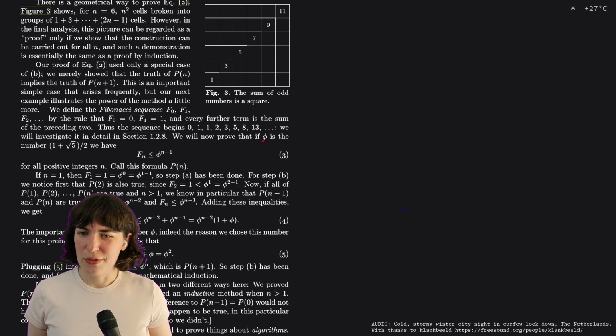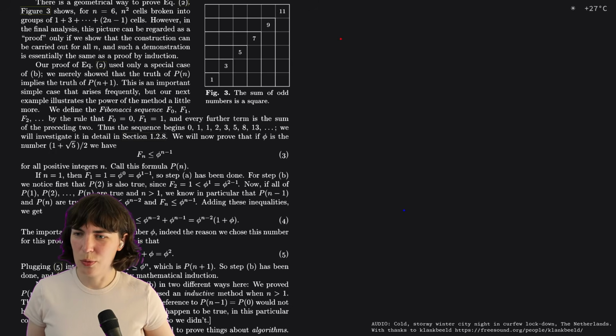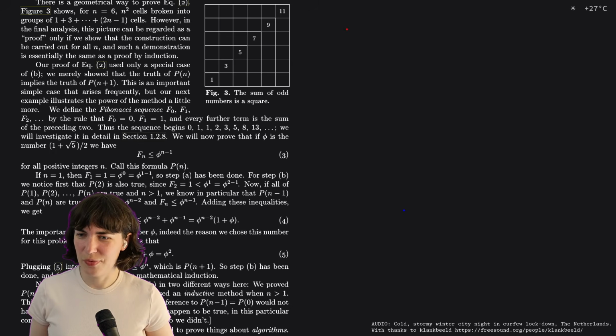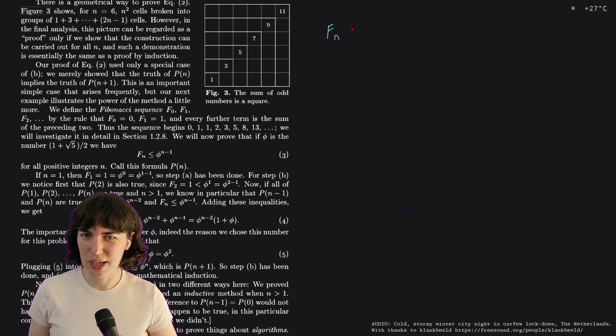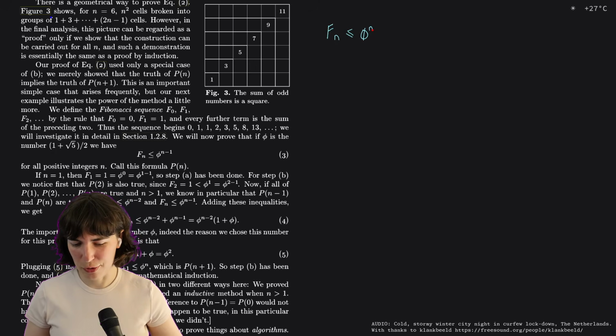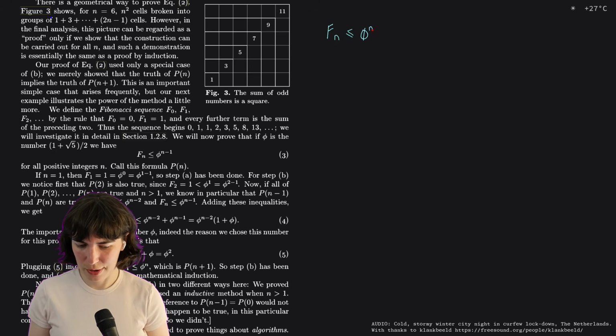We will now prove that if theta is the number (1 plus root 5) over 2, strange number, then F_n, that's the Fibonacci sequence number n, is less than or equal to theta... I suppose. I should remember the names. Let me just Google that before I totally ruin the stream by getting it completely wrong.